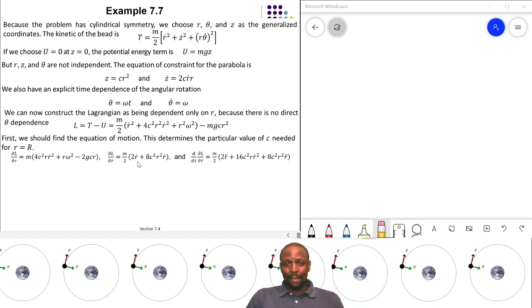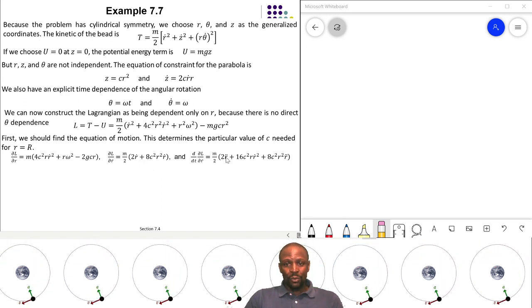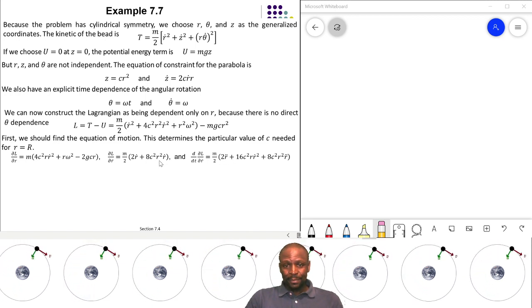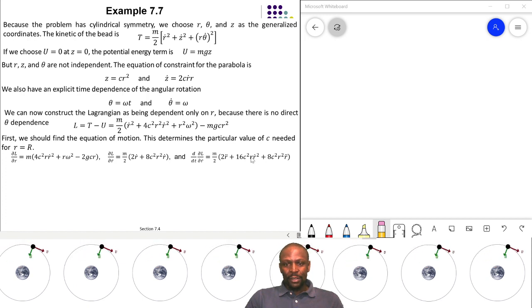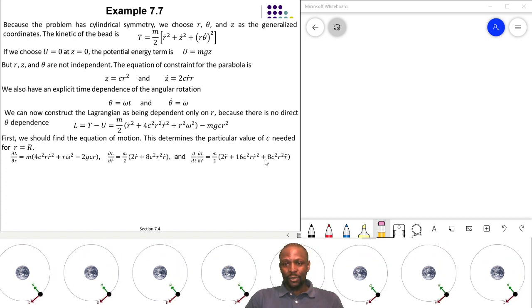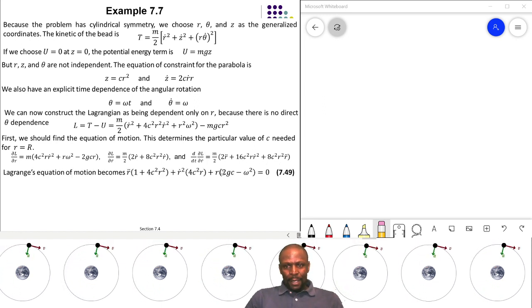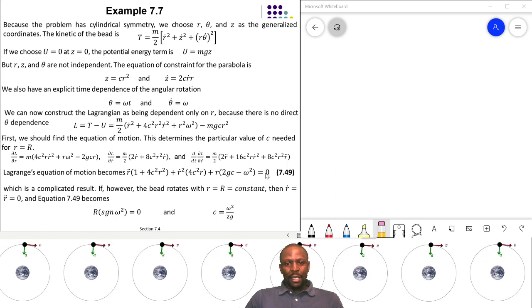But now if you take the time derivative of that, this is what you are going to have. You are just going to have 2r double dot. But in here, you just apply the chain rule. If you apply the product rule and the chain rule, this is what you are going to have. Now, if you plug everything into the Lagrange's equation of motion, it becomes this, which of course is a complicated result.